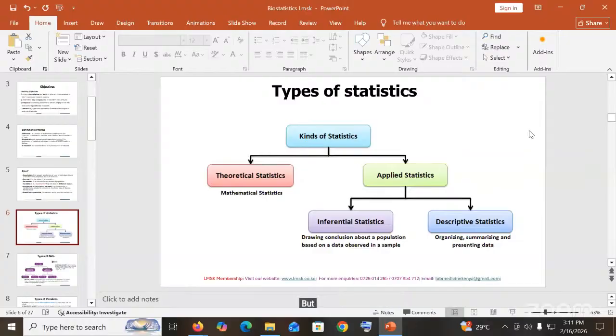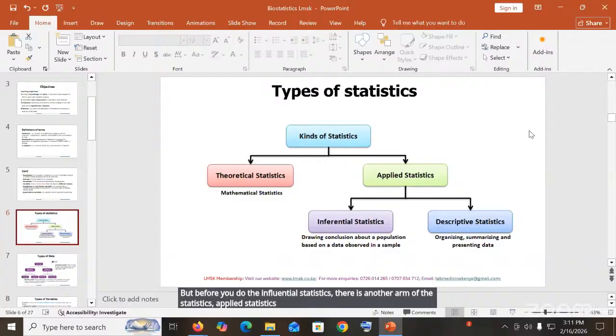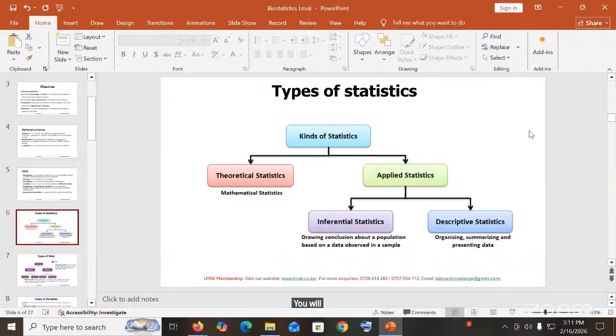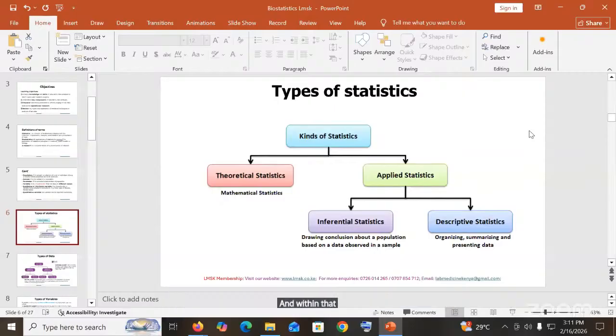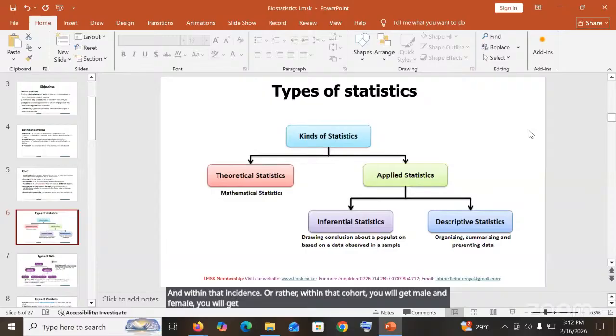But before you do the inferential statistics, there is another arm of applied statistics, which is descriptive. You will give the description. For example, you go into a field and you want to do a certain test, let's take LFTs, liver function test. Within that cohort, you will get male and female. You will get different age groups. So you'll come up with what we call descriptive statistics out of it, which is organizing, summarizing, and presenting data.